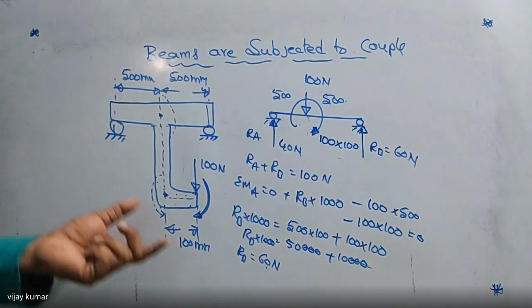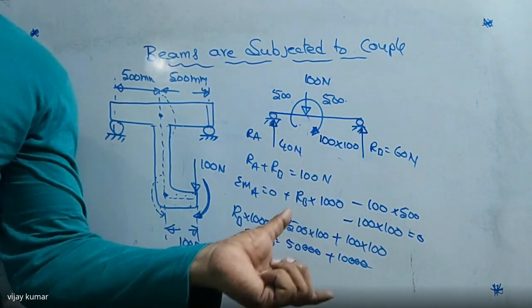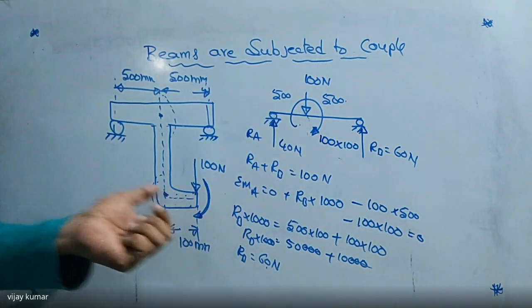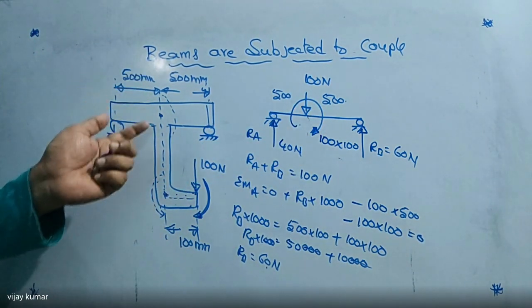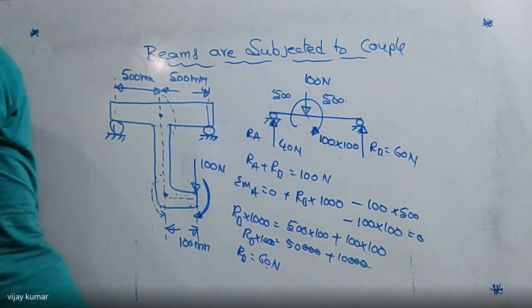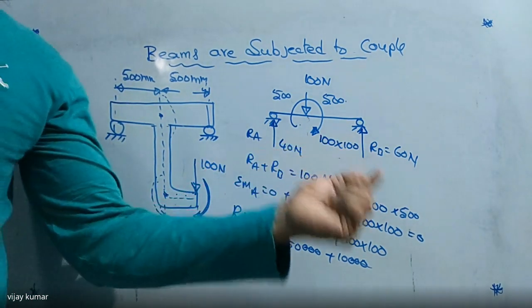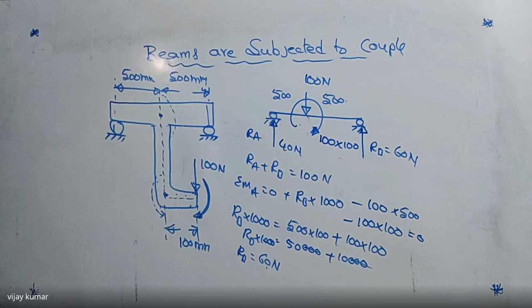This question was given in the GATE examination, so take care about this one. This is under eccentric load. So I'm going to convert it into a point load and a couple at the center. Then I'm going to find the reactions RA and RB. Did you get my point or not?